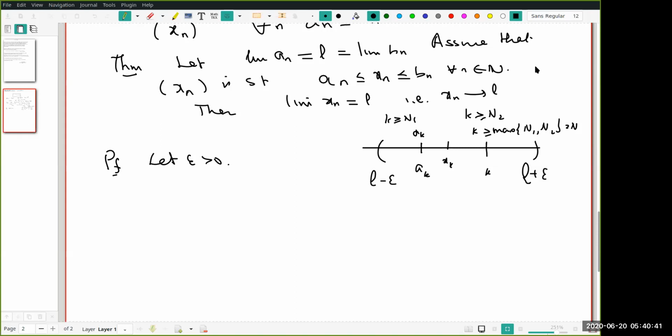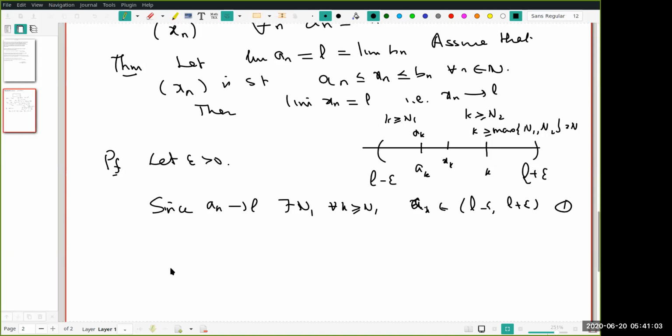Okay, so how do I write a textbook proof for this? Since AN converges to L, there is N1 such that for all K greater than or equal to N1, AK lies in the interval L minus epsilon to L plus epsilon. And similarly, since Bn converges to L, there is N2 so that BK lies in the interval L minus epsilon to L plus epsilon.